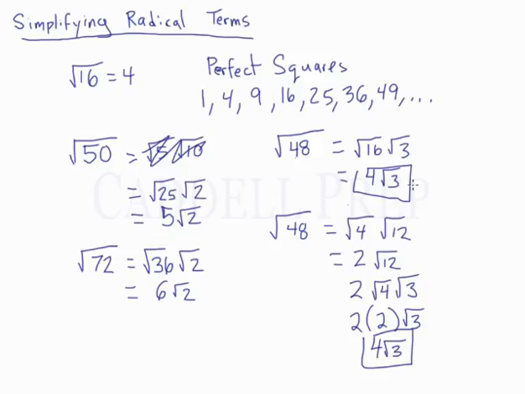In this case, we figured out the biggest perfect square that goes into 48, and we came to the answer right away. In this case, we didn't think of the biggest perfect square, but we thought of a perfect square that goes into 48. We simplified that, and then we further simplified the radical 12, and we still ended up with the same answer.